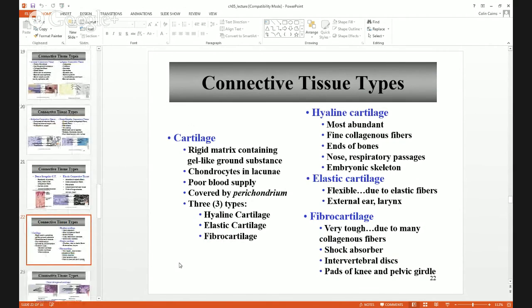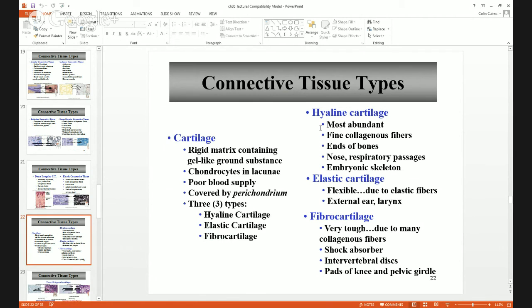Now we move on to cartilage. I don't know why I said hyaline. Cartilage is a rigid matrix containing gel-like ground substance. The chondrocytes are in the lacunae. There's a poor blood supply. It's covered by perichondrium, and there's 3 types of cartilage: hyaline, elastic, and fibro.